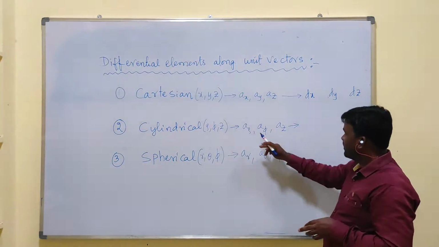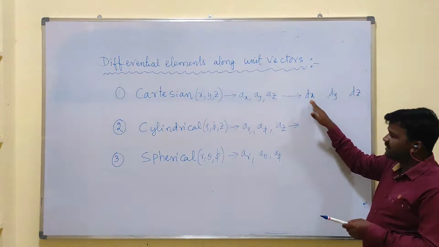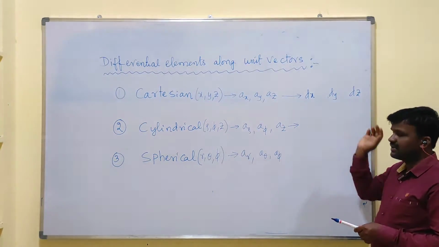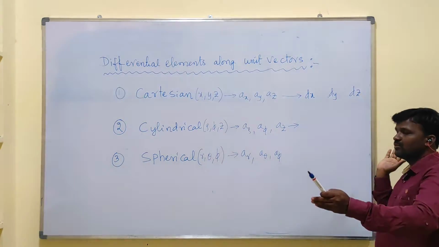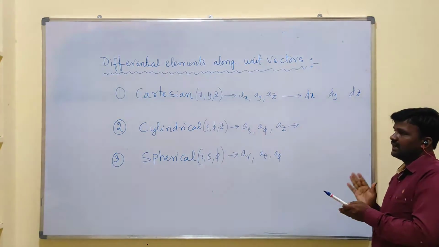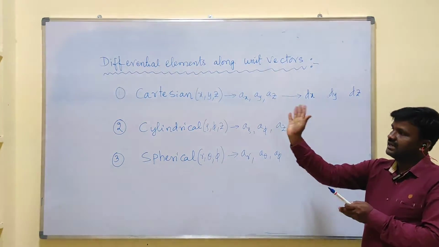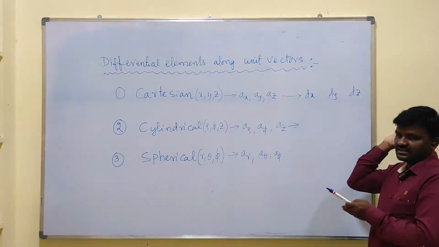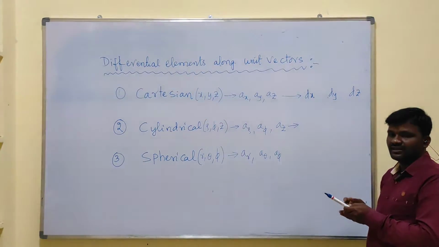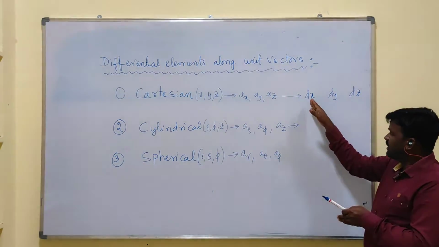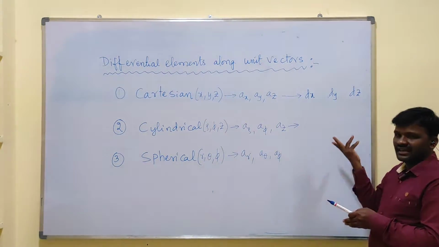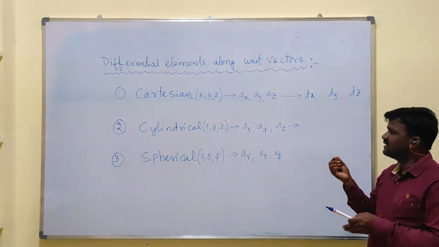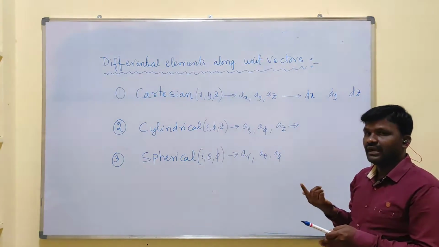Similarly, here x, y, z. Basically the range of x, y, z is from minus infinity to plus infinity: along the negative x axis, minus infinity, the extreme value, and along the positive x axis, positive infinity. Similarly for y, z also the same thing. That means x, y, z may be taken as distances. Basically, distance is measured in meters.